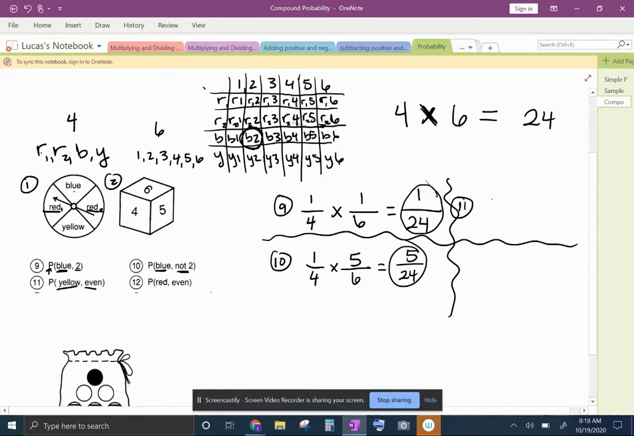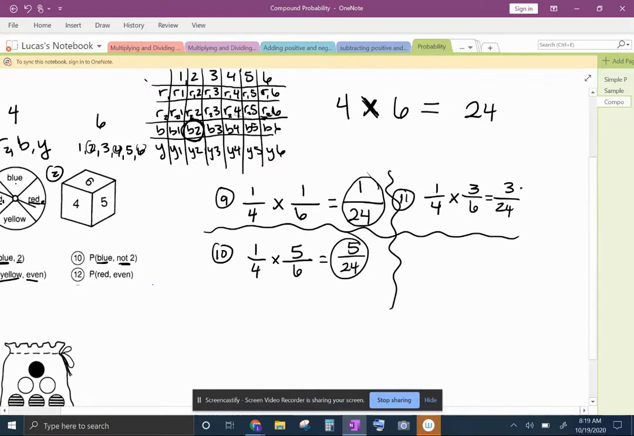Well, the probability of yellow, if you look here, there's 1 yellow out of 4. So there's a 1 out of 4 chance. And then the probability of even is, well, even numbers are 2, 4, and 6. So that's going to be 3 out of 6, which is going to be 1 times 3 is 3. 4 times 6 is 24. And we can reduce this by dividing each of these by 3. I can get 1 over 8.